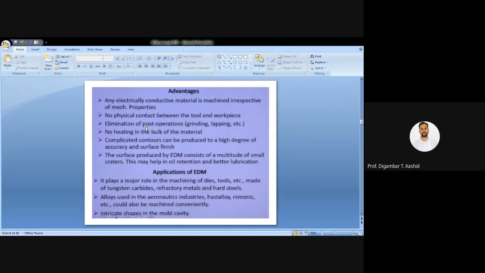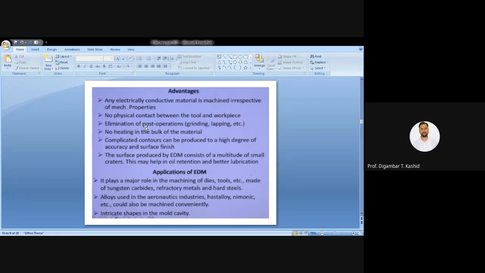Here I have mentioned the advantages. The first advantage is that using this EDM process, any electrically conductive material can be machined, irrespective of its hardness or other mechanical properties.